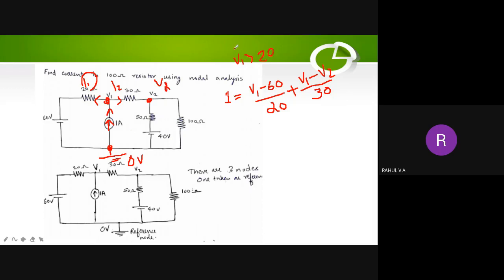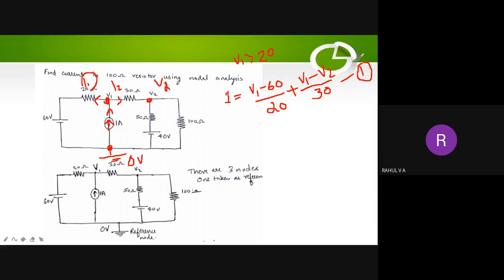So V1 minus 60 divided by 20 plus V1 minus V2 divided by 30 is equal to 1 ampere. From where has this 1 ampere come? 1 ampere from this current source. It is actually entering the node. So that is your first equation, because there are two nodes in your circuit, and if you have two nodes, you will be having two equations.